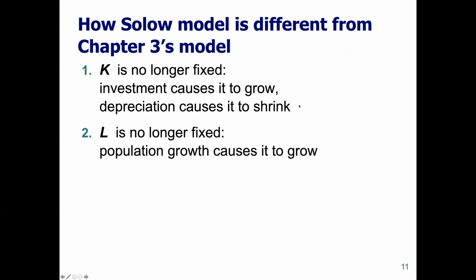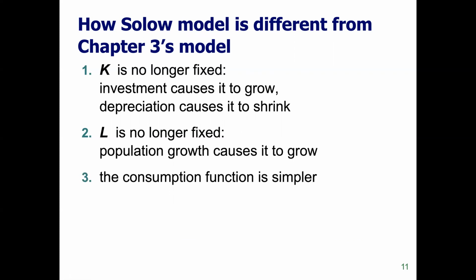Also, the amount of labor is no longer fixed. Population growth causes it to grow. Now, we've got a bigger change in how we're treating the amount of capital because we're making it endogenous, determined by the model itself. Here, to the extent we have population growth making labor grow, it's basically just exogenous.